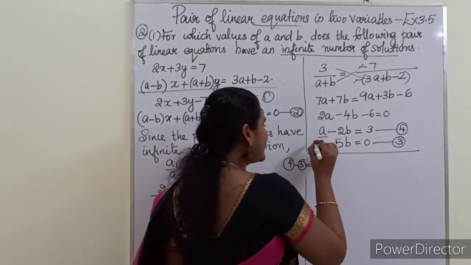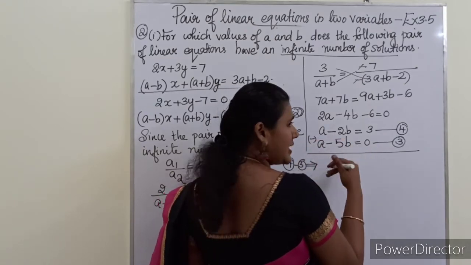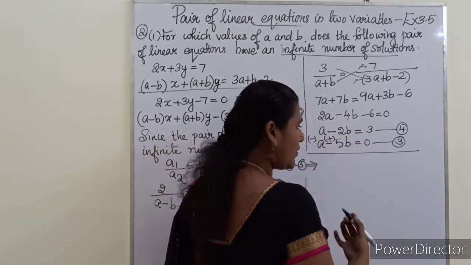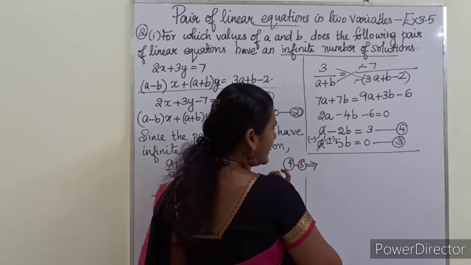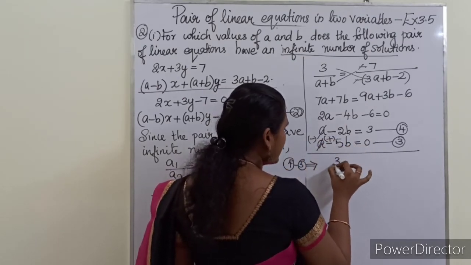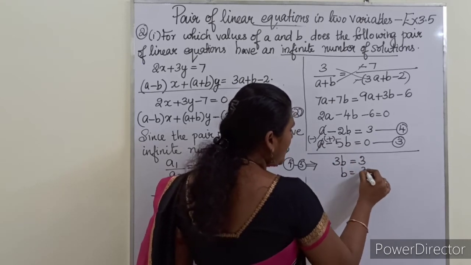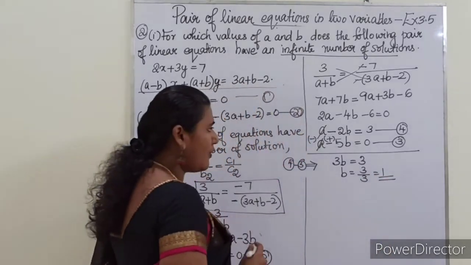When you do this, you have to change the sign of each term of the second equation. So this will become plus, and here it is 0, so we need not change the sign. So a will get cancelled. Here minus 2b plus 5b is equal to 3b is equal to 3. So b is equal to 3 by 3 is equal to 1. So we got the value of b.